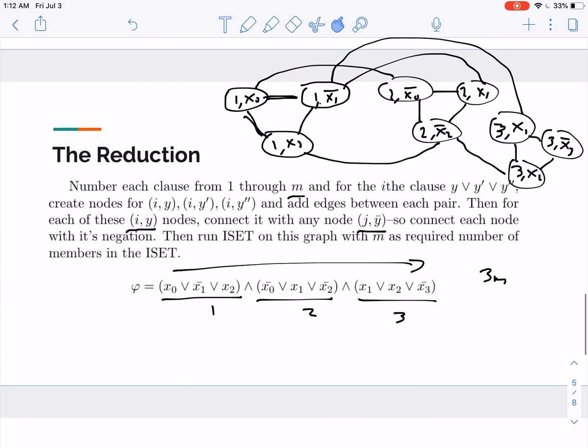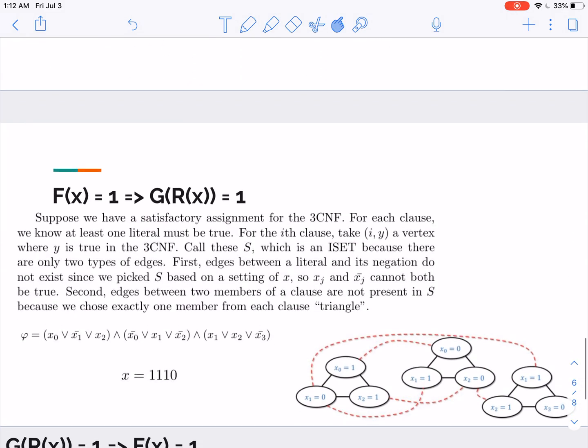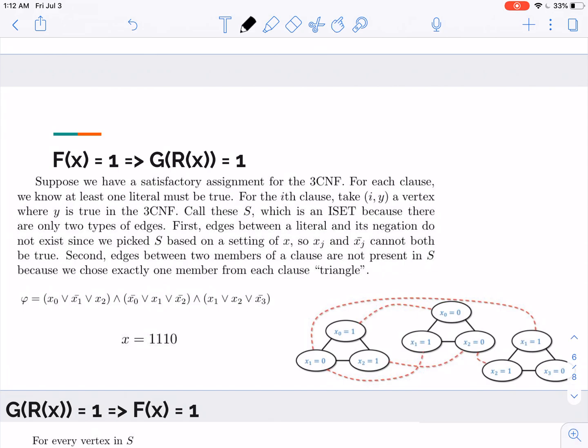Great. Now, remember, the next step is to prove that f of x equals g of r of x, or in other words, we're going to prove both directions of f of x equals 1 if and only if g of r of x equals 1. First, we'll prove the forwards direction. We want to prove that if this formula is satisfiable, then the transformation gives us an independent set. Here, I've drawn the same formula that we had, and I also copied in from the textbook the graph that would result from the reduction.